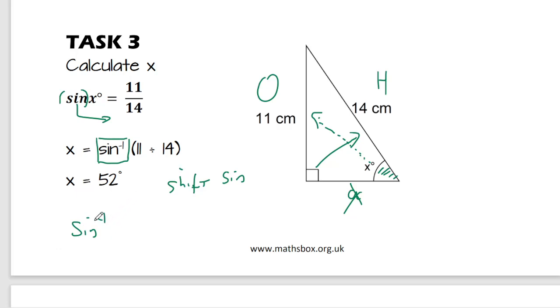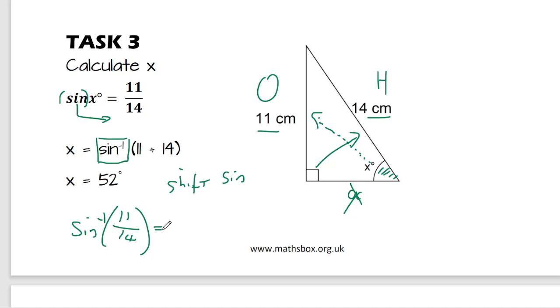Then you're just going to write the fraction, put the bracket, and you're going to do 11 divided by 14. We're still doing opposite divided by hypotenuse. So once I've got that, I can put it all in one. Again, if you're on your phone, it will be second function. If you're on an iPhone, it is the second button down that says second, and then that will change the sin, the cos, and the tan to -1. Press the number first, remember.